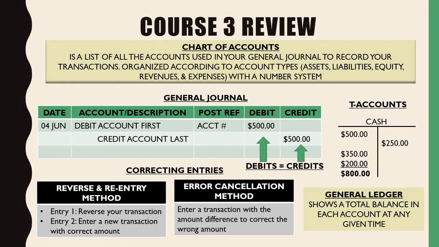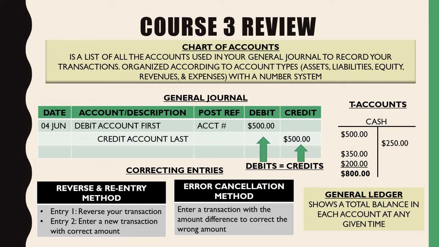Okay, chapter review. Once again, we talked about what a chart of accounts is. We talked about how to properly journalize a transaction. Our goal is to make sure our debits and our credits match. We have 2 ways to correct our entries: using the reverse and reentry method, or the error cancellation method.